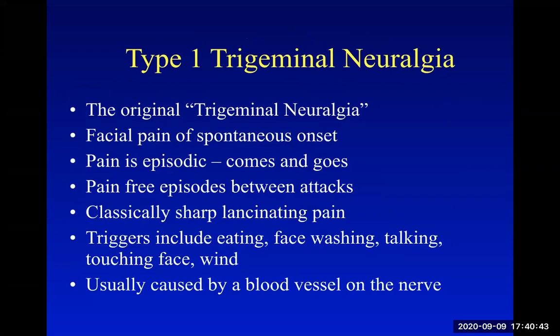Okay, so type 1 trigeminal neuralgia is the most common type. It's what the literature often refers to as classic trigeminal neuralgia, and this is identified as face pain of spontaneous onset. The patient will describe that they didn't have any facial pain, and then gradually over the course of months, there was an onset of electrical shock-like pain. It came and went. Initially, the pain was very infrequent, and now it's become more and more frequent.